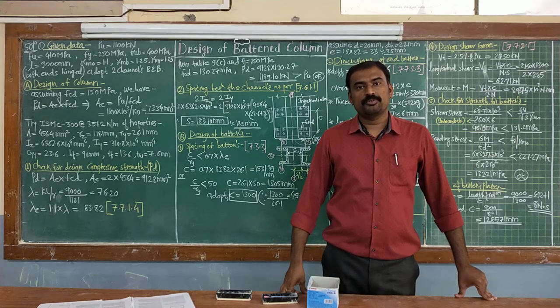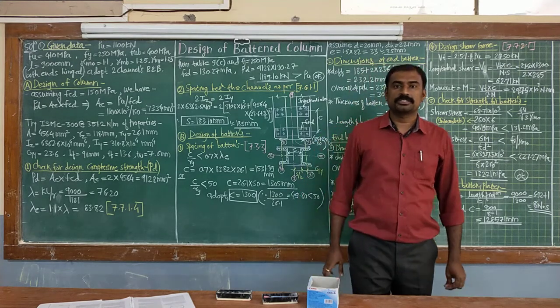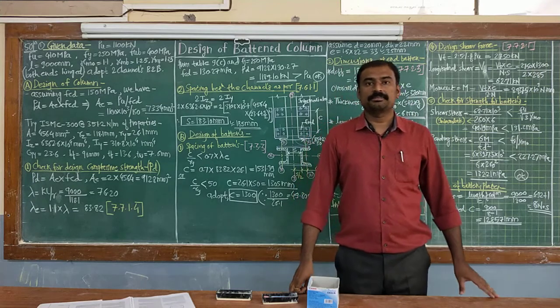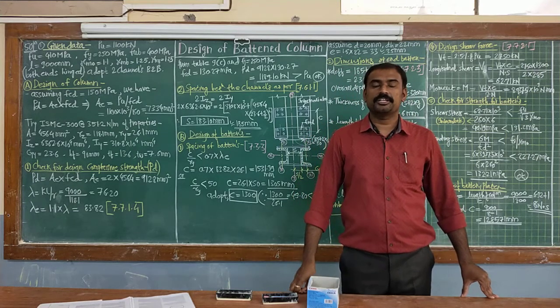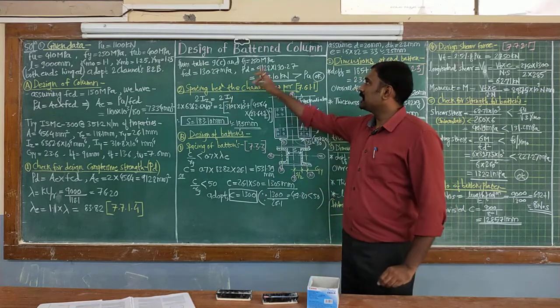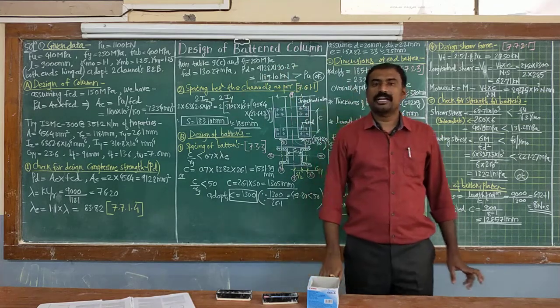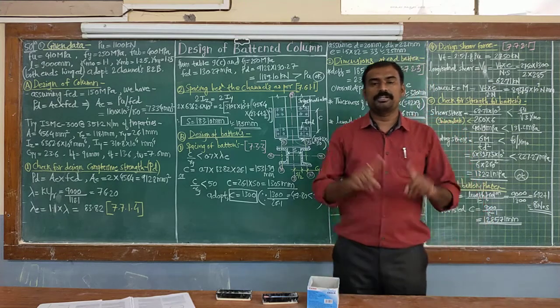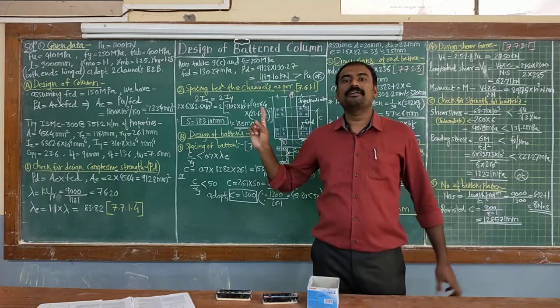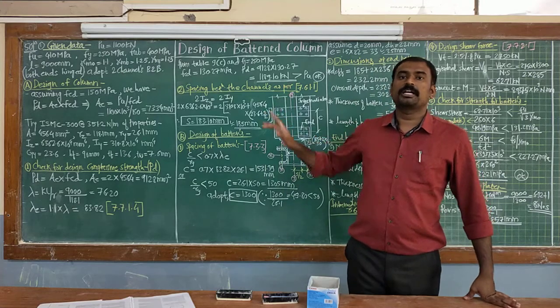So in the previous video we have seen design of built-up columns using lacing as a system, and we have designed a two-channel section back to back. In this current video we are going to see design of battened column using again channel section placed back to back. So the statement for the numerical I will mention in the description box. Here I am directly mentioning the given data for the numerical.